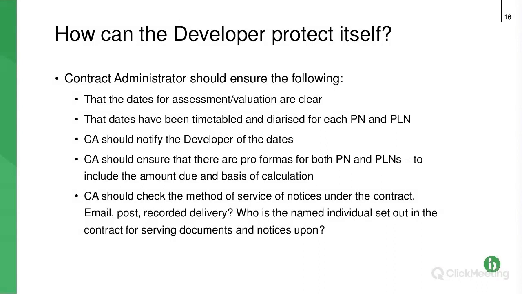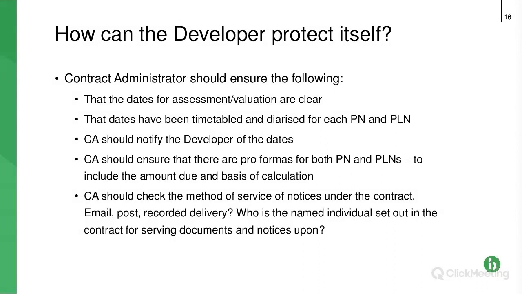But the contract administrator should, number one, ensure that the assessment, the valuation, all these dates are clear. Ensure that those dates have been timetabled and diarised for each payment notice and pay less notice, so the dates aren't missed. The contract administrator, I think, should notify the developer of the dates so that there's a kind of second reminder, somebody just to say, are we on schedule for this?